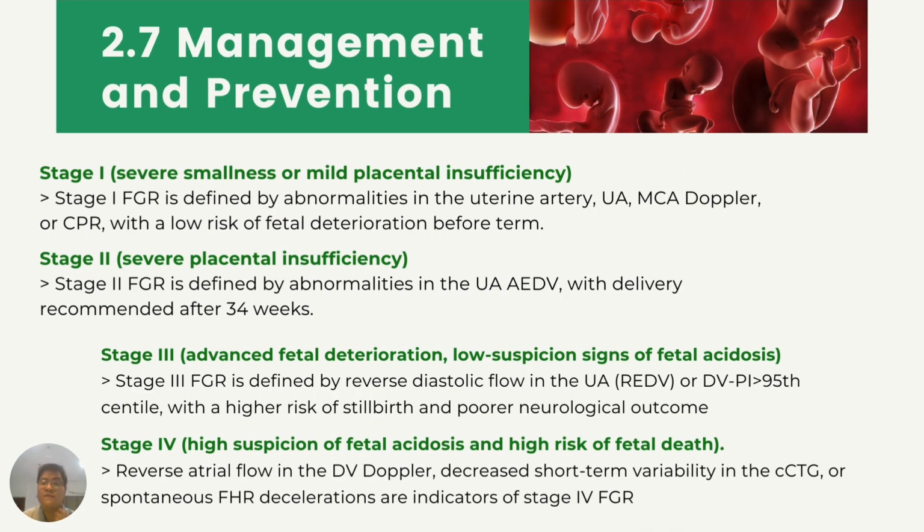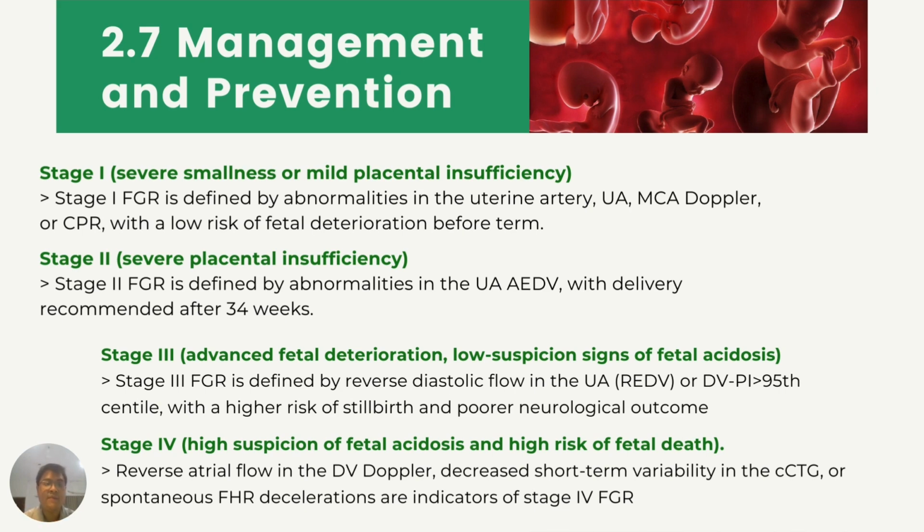A study group has developed a stage-based protocol for managing FGR that focuses on categorizing indices or signs associated with similar fetal risks. This categorization allows for the establishment of consistent follow-up intervals and optimal timing for delivery. So here are the stages. The first stage is defined by abnormalities in the uterine artery, UA, MCA Doppler, or CPR, with a low risk of fetal deterioration before term.